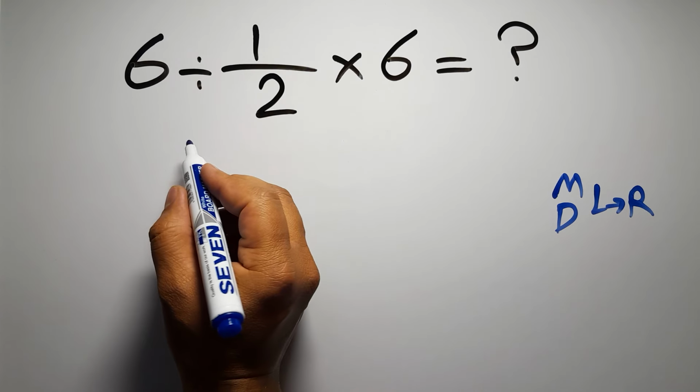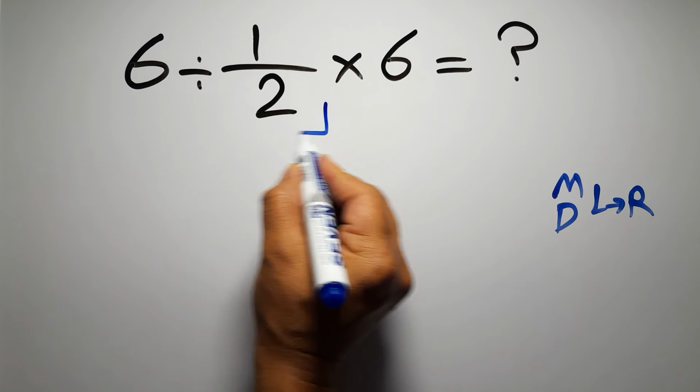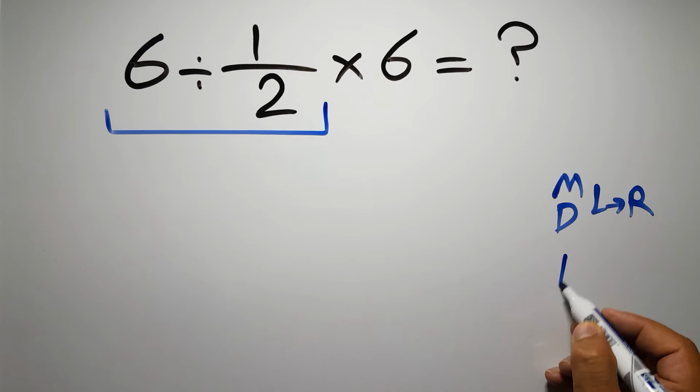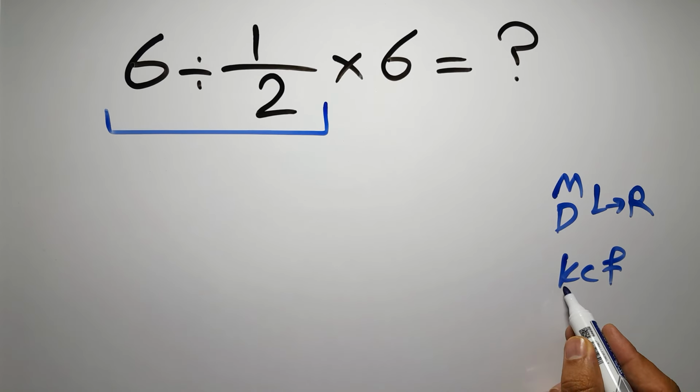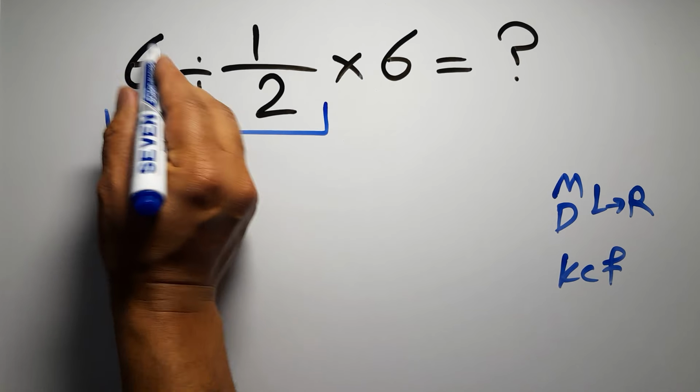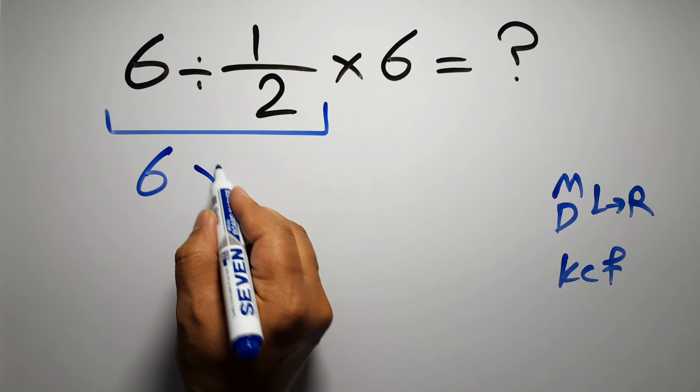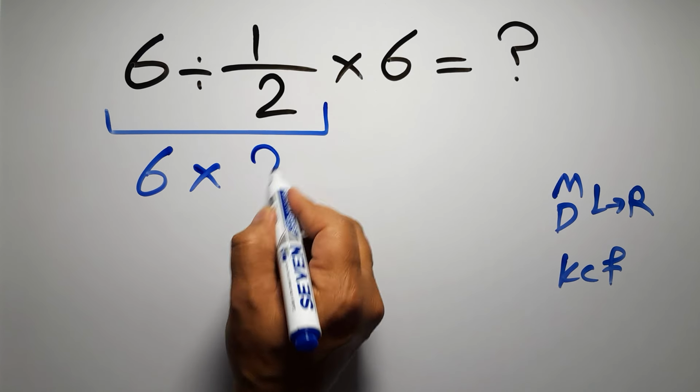So first this division, 6 divided by 1 over 2. According to the KCF rule, K stands for keep, C stands for change, and F stands for flip. We can write keep the first fraction, change division to multiplication, and flip the second fraction.